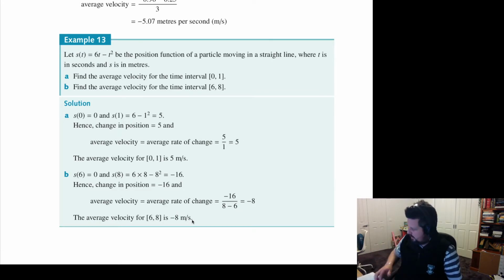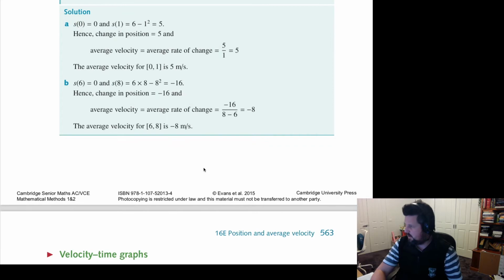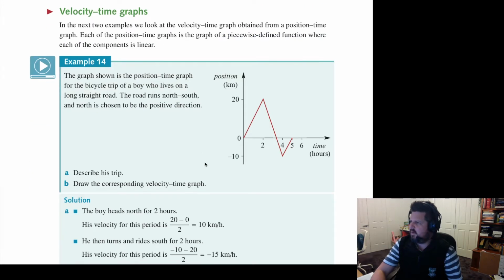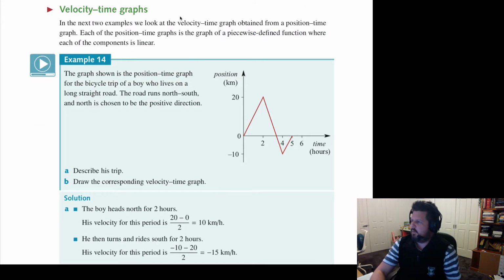Alrighty, we're now going to look at what are called velocity time graphs. So again, we're going to look at velocity time graphs, and they're obtained from the position time graph. And each of the position time graphs is the graph of a piecewise defined function or a hybrid function where each of the components is linear.